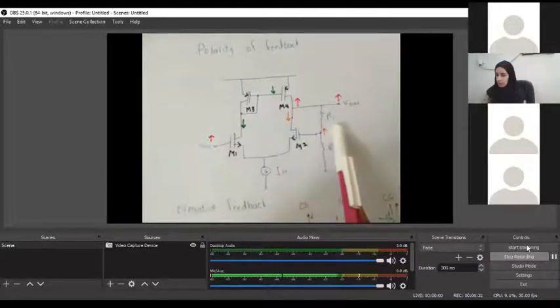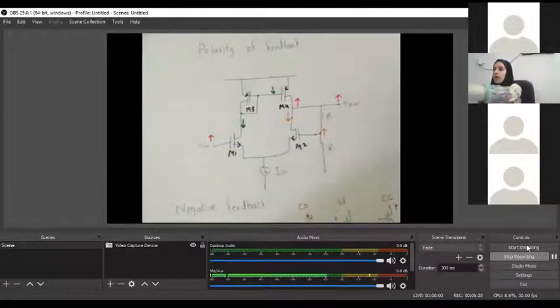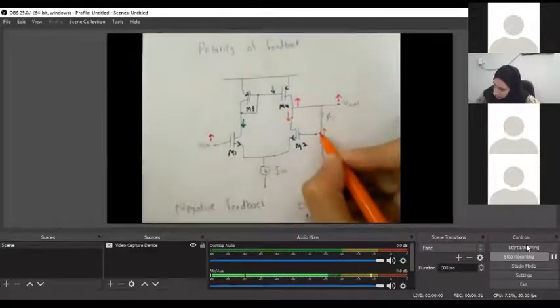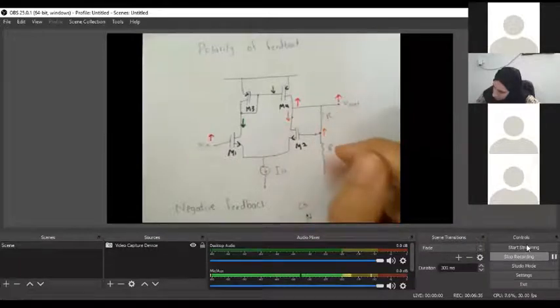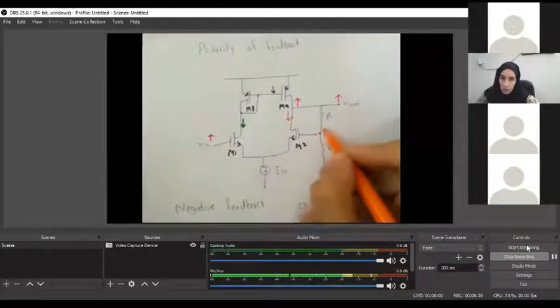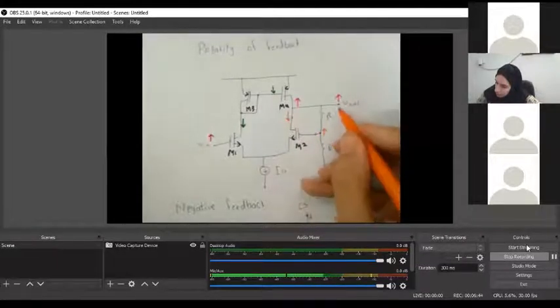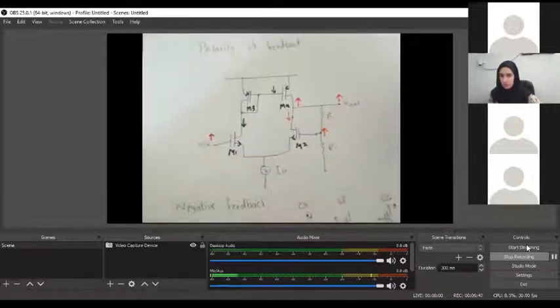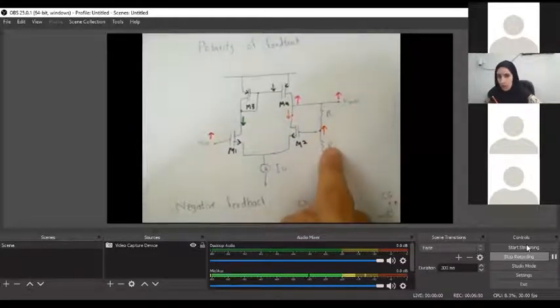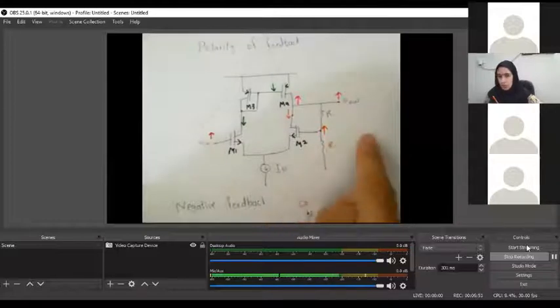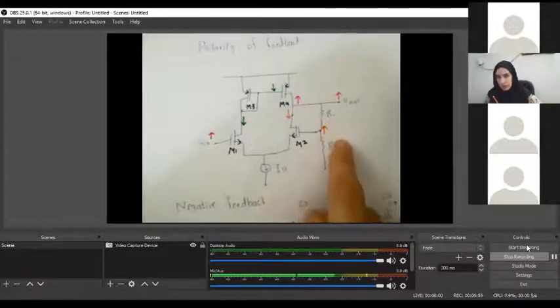Now, will this be supported by the feedback or no? Now, what happens to this gate of M2? Because this is the feedback direction. Since this node VG of the M2 is dependent on the V out through this voltage divider. So if V out increases, this means this node is also going to be increased. We said that this node is R2 over R1 plus R2 times V out. So if the ratio remains the same, but if V out increases, this node is also going to be increased.